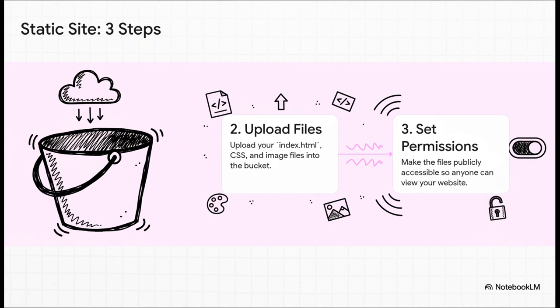First, you create what's called a bucket. That's just a container for your files. Now, the name for this bucket has to be unique across the entire world, and that's because it's going to be part of your website's URL. Once you've got that, you just upload your files, your index.html and everything else, and then flip the switch to make them public. That's basically it.